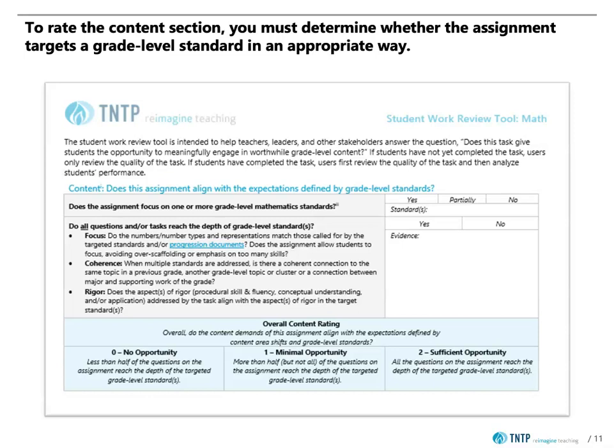You'll notice that the content section highlights focus, coherence, and rigor. By evaluating an assignment in these areas, we will be able to determine if the content is grade appropriate. Let's take a deeper look at these components before jumping into some practice.